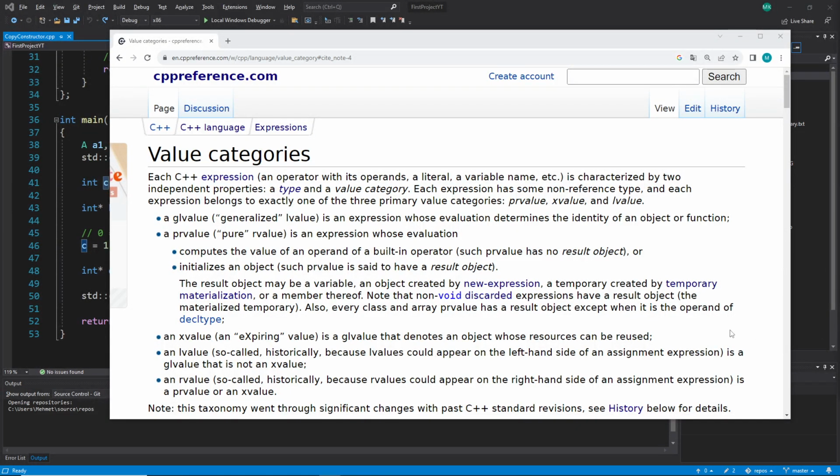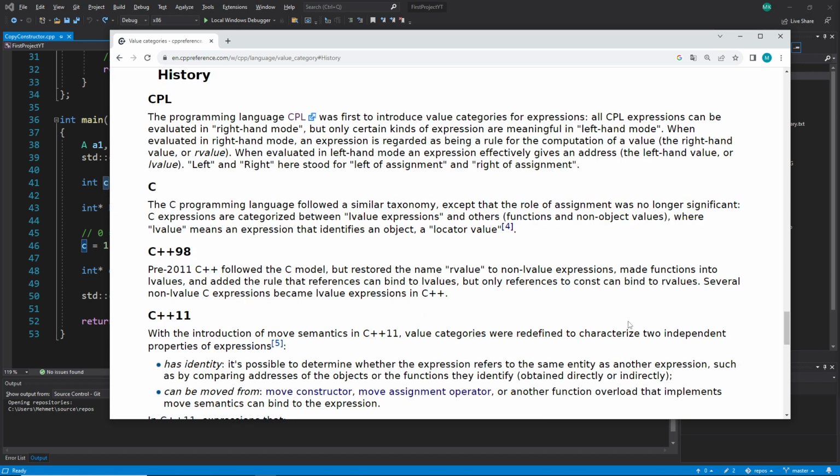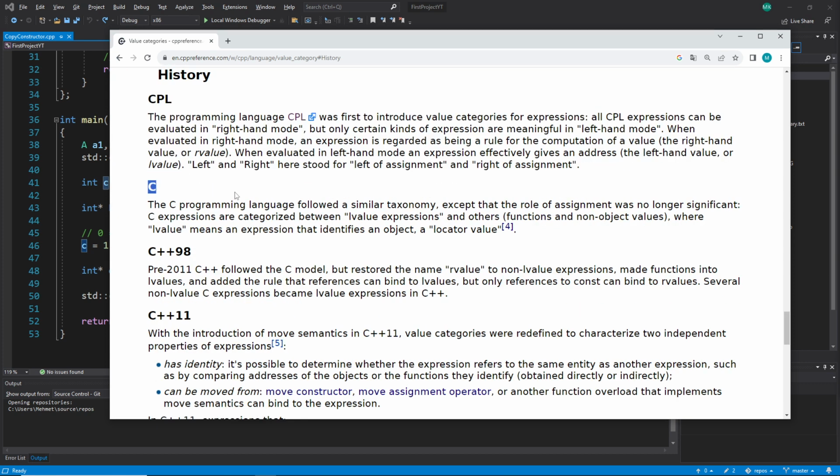This is video 296, and in this video we continue with our value categories. We have already started reading here, jumped into the history section, and read this part here. And let's continue with C.